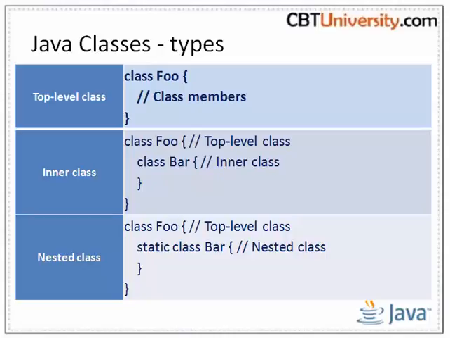Java classes types. Classes are divided into top level and nested. Nested classes are classes placed inside another class that may access the private members of the enclosing class. Nested classes include member classes, local classes, and anonymous classes. Here class bar is inner class and static class bar is nested class.